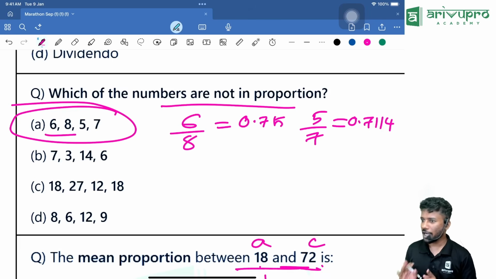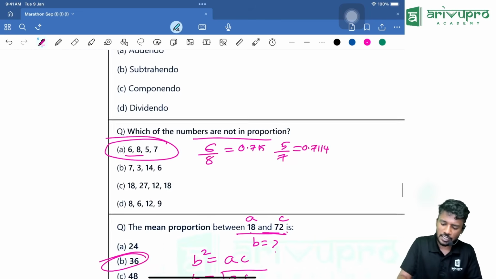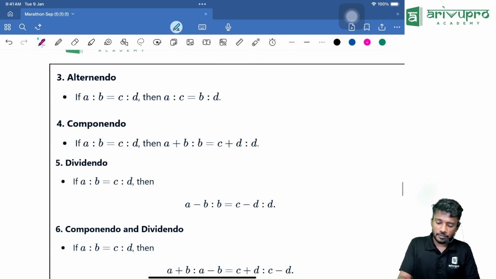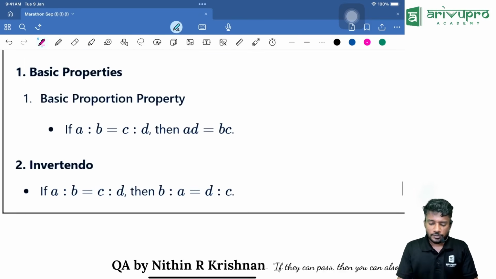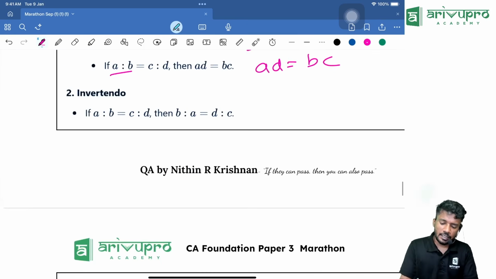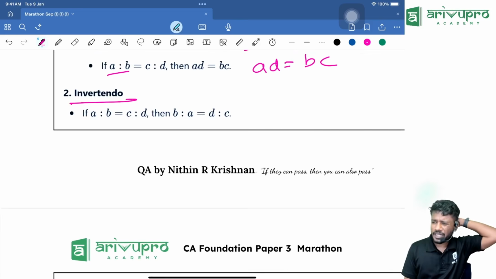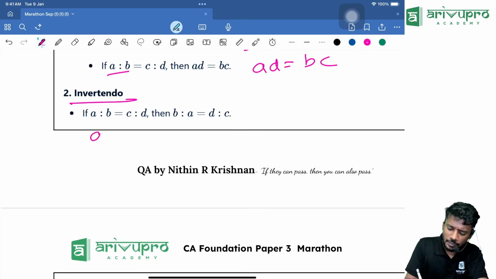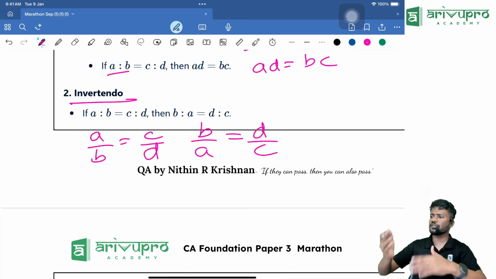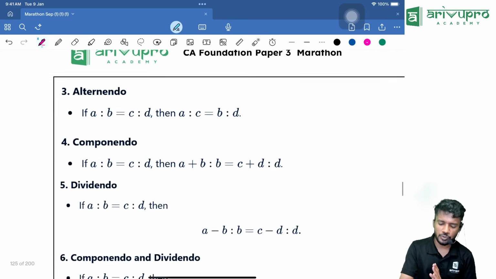Got the point, people? How to do this? Sometimes a question can come like this. So we know that whenever A by B is equal to C by D, we can write it as AD is equal to BC. Then invertendo. Sometimes the question can directly come. Invertendo means we are taking the inverse. For example, A by B is equal to C by D, then B by A is equal to D by C. The opposite. Taking the inverse should also be equal if they are in proportion.